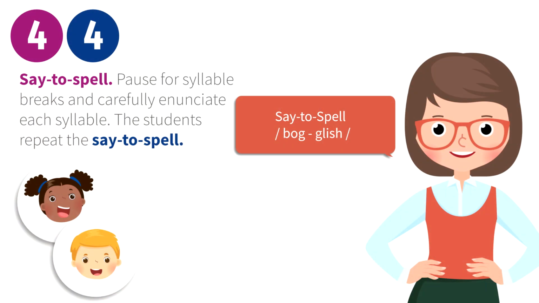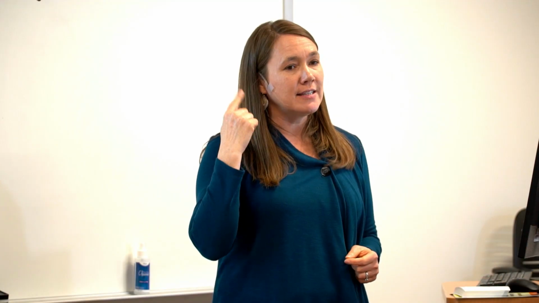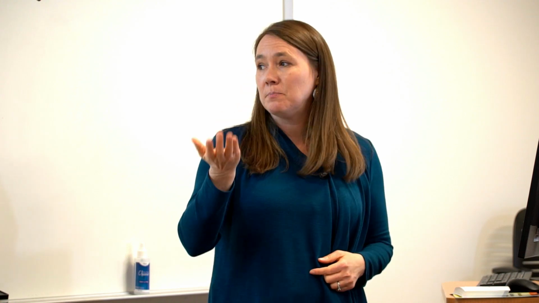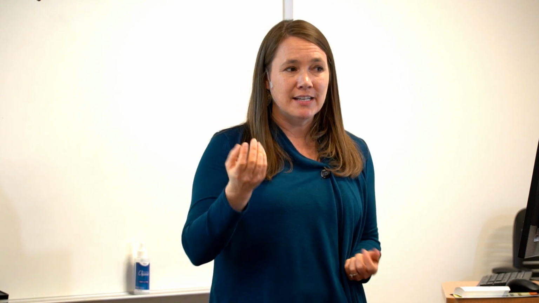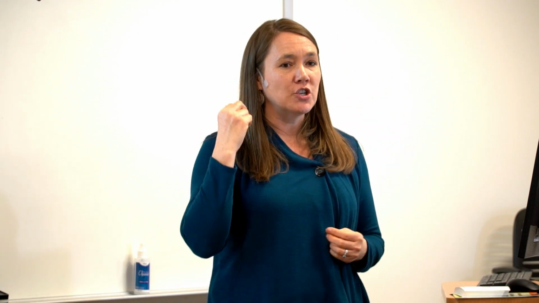So I usually say to them, say to spell, and that's their cue to listen very carefully, because when I say to spell something, I'm giving them some information that they really need to write that word correctly. So go ahead. Say to spell boglish. And then the students repeat, boglish. This is a really good chance to check that they heard you, right? Because if they say boglish, you know that they didn't hear boglish. So be very careful as a teacher that they're repeating that say to spell back correctly, and if you need to, clarify it.